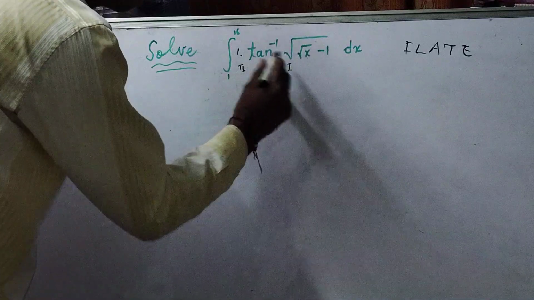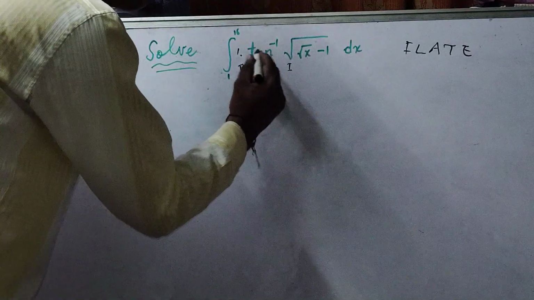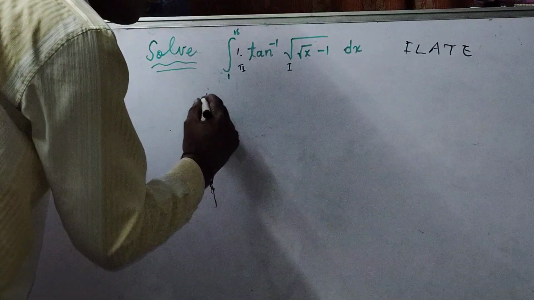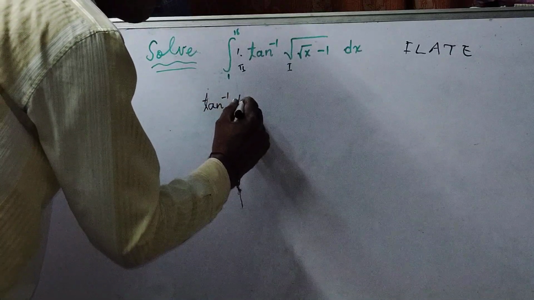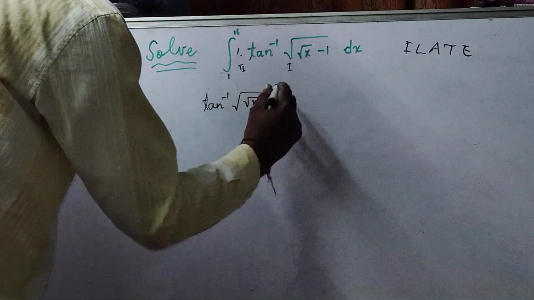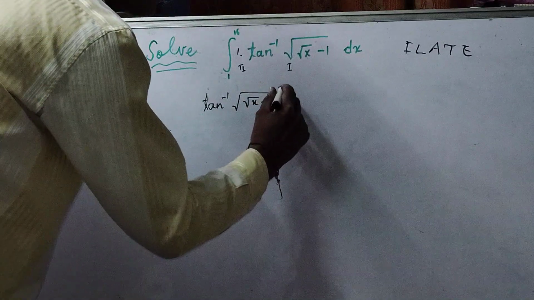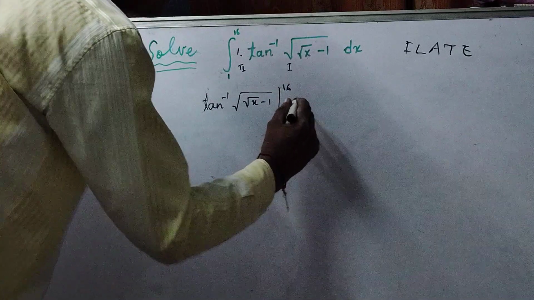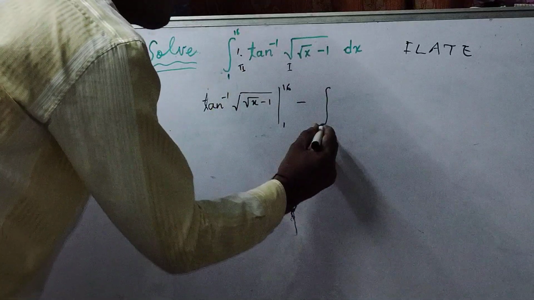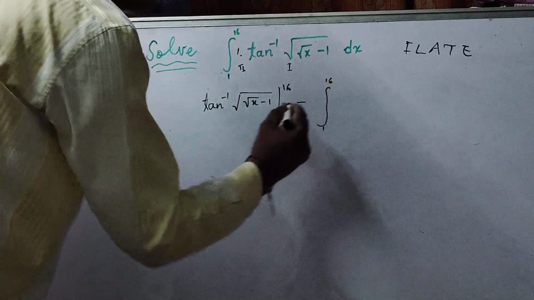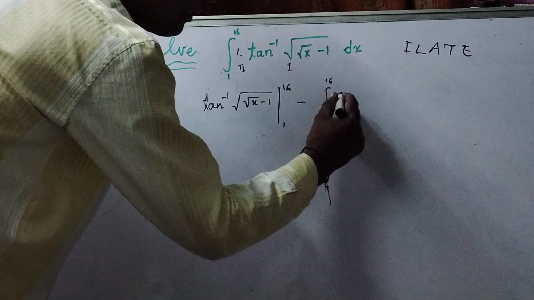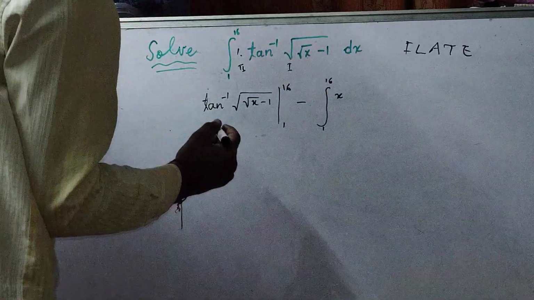So we solve by parts. First we write as it is tan inverse square root x minus 1, and its limit is 1 to 16. Then put a minus sign, then the integration sign and again the same limit. Now the second part's integration: its integration is x.